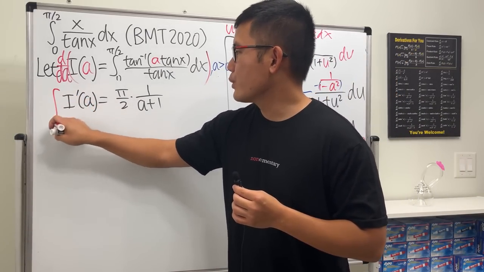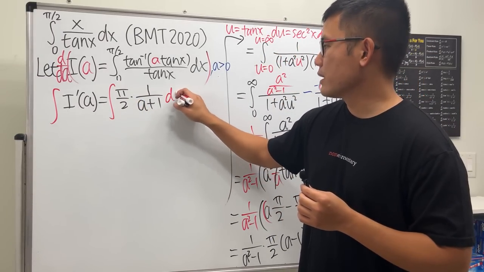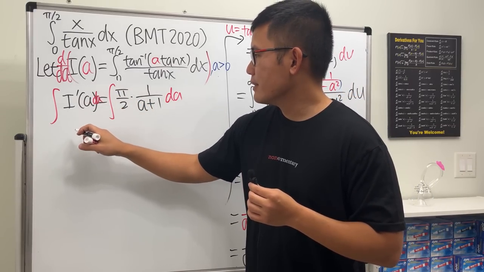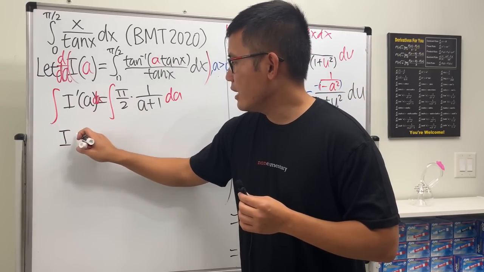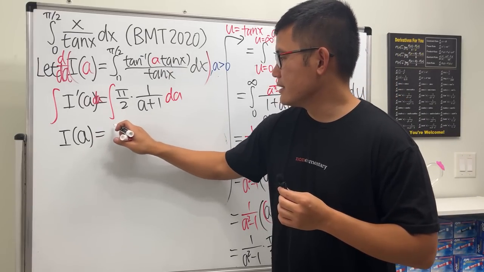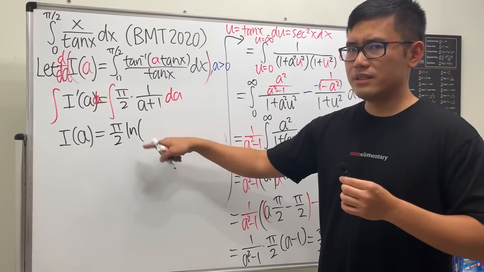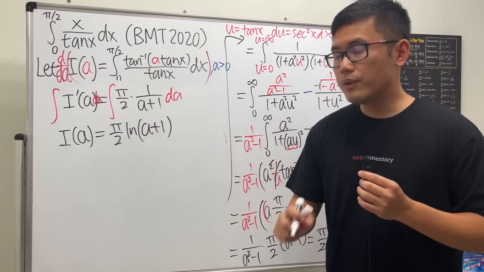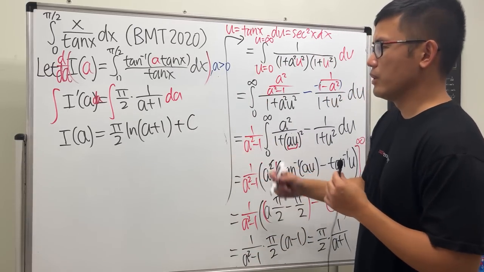We are going to integrate both sides with respect to a. All right, so let's put on dA here and then dA here. So that the left hand side is going to be I of a. Good. The right hand side, this is nice and easy, pi over 2. And then we can integrate this. And parentheses is okay because a is greater than 0, a plus 1. And don't forget that we will have to add the plus c. Don't ever forget the plus c. But what's the c though?